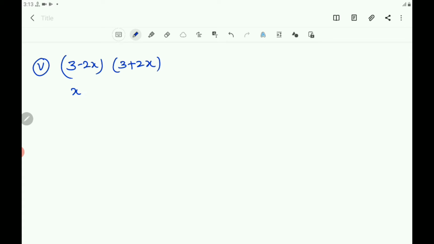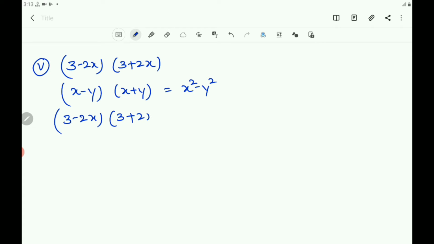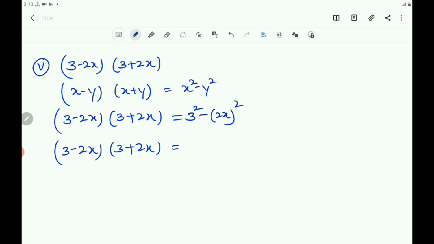So you write x minus y into x plus y equals x square minus y square, that is 3 minus 2x into 3 plus 2x equals square of the first term, that is 3 square, minus square of the second term, 2x whole square. So the product of 3 minus 2x and 3 plus 2x is 3 square, 9, minus 4x square.